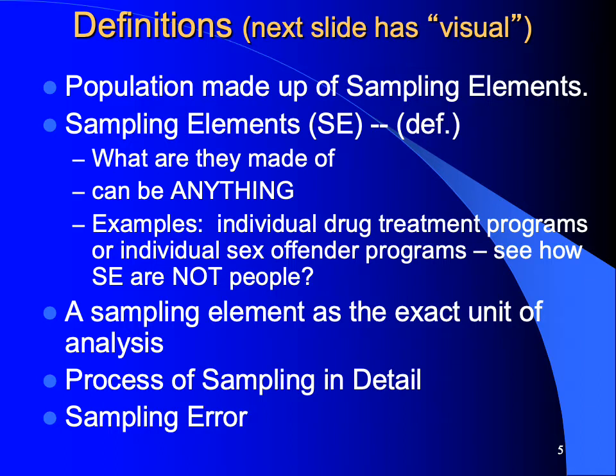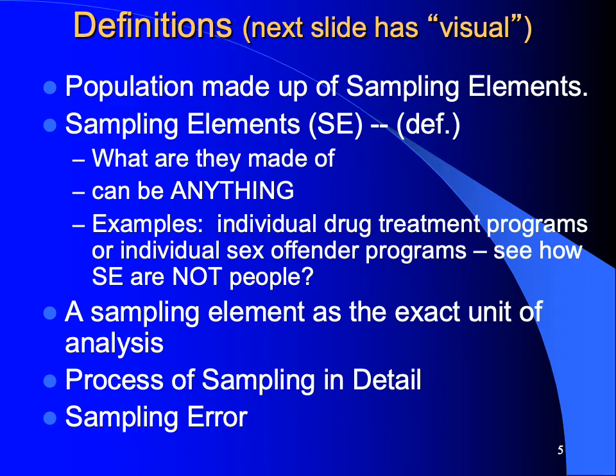Example, when they're not people. Well, I gave you an example. One example of when they are people: if I wanted to study victims of crime, I studied the U.S. household population age 12 or older. I'm selecting individual people age 12 or older who live in houses or apartments. That would be the sampling elements. That would be individual people.